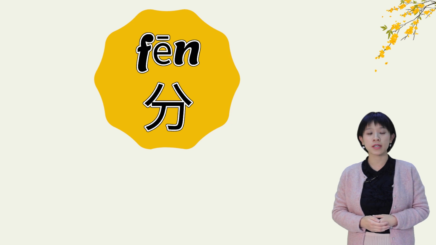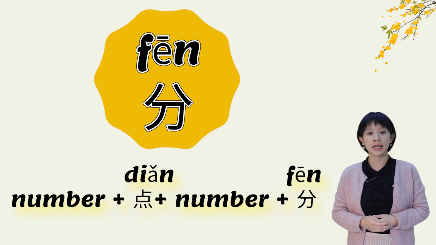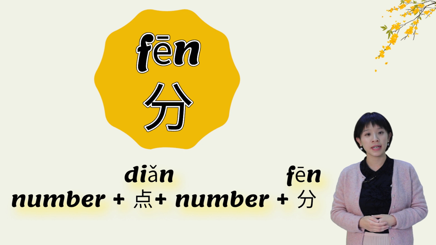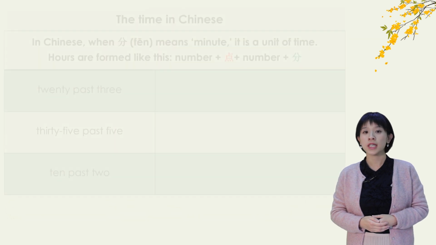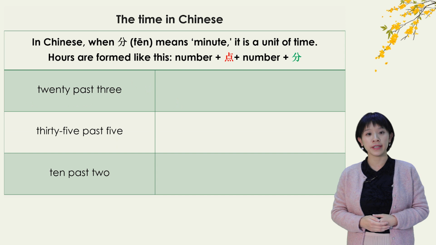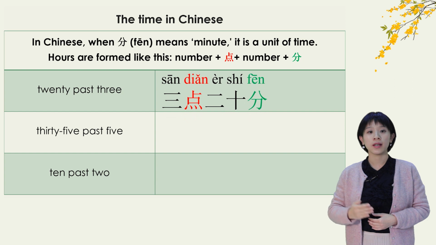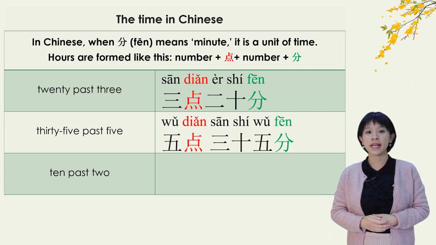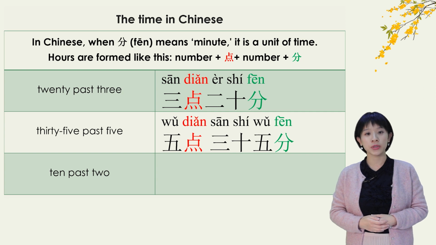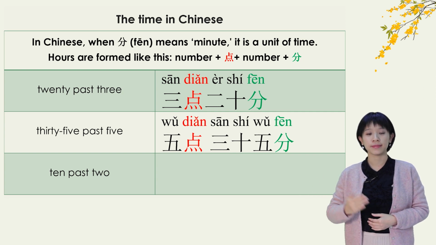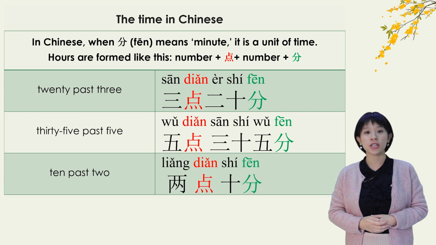If we want to add the minute to the hour, we need to add the word 分, which means minute. The structure would be number plus 点 plus number plus 分. Therefore, 20 past 3 would be 3点20分. 35 past 5 would be 5点35分. 10 past 2 would be 2点10分.